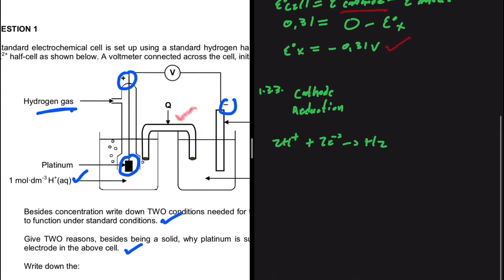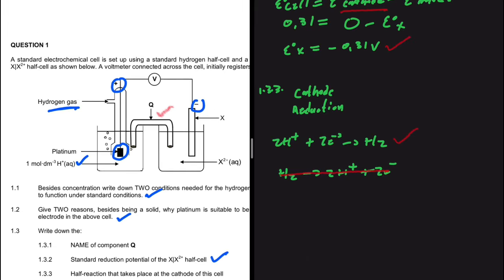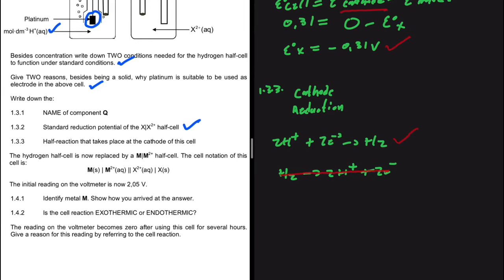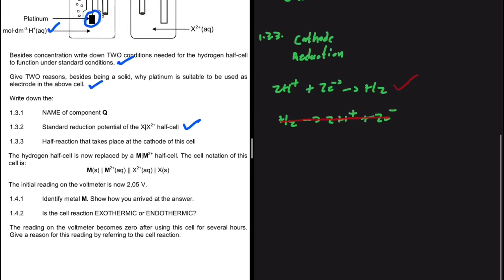If this was the anode, then we would write the equation in the following way. We would have hydrogen gas giving us 2H+ plus 2 electrons if it was at the anode. If it is at the cathode and the reduction is taking place, then this is our equation. Right. I'm just doing that for the sake of clarity when you have a question which requires the half reaction at the anode.